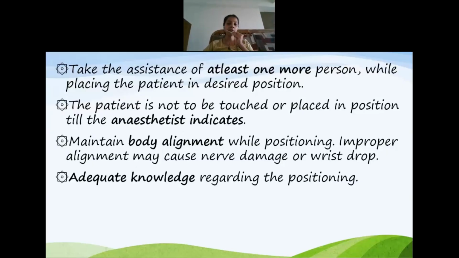Next, whenever you're changing the position, see that you maintain proper body alignment, or proper body positioning. Now, proper body alignment will always help to prevent complications like nerve damage. And see that uncomfortable positions are not kept for a prolonged period of time. When you keep the patient in the same position for a long period of time, there is a high risk of development of nerve damage.